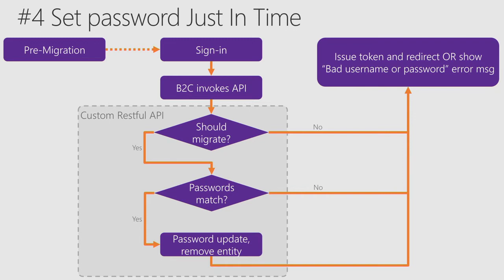On the next step, the REST API, just a second. Okay, good. So again, we run the pre-migration, then on sign-in, the user types their credentials, username and password. B2C invokes a REST API. This box is the REST API. The REST API first checks if this user should migrate, because if we already migrated the user, we don't want to re-migrate them again. Yep, of course.